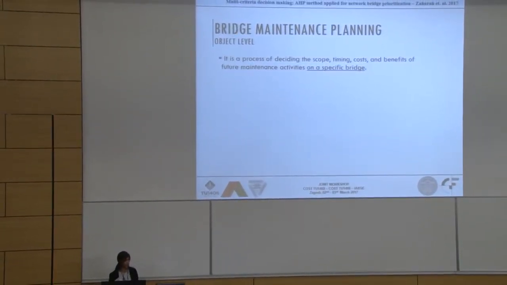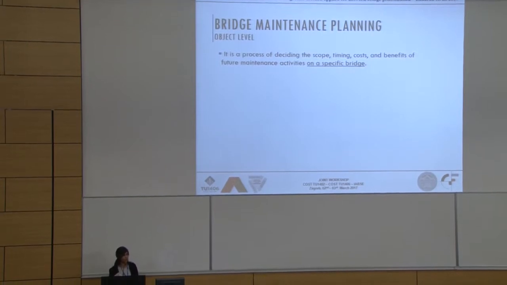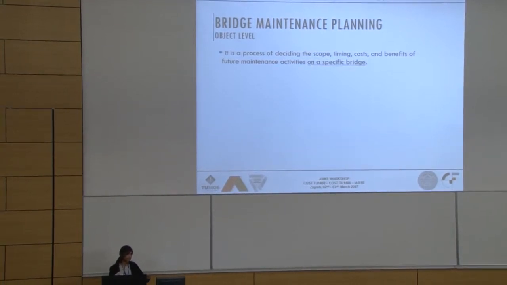So where we are going to do the maintenance, the timing of when we should do the maintenance, how much cost we spend, and what will be the benefits if I decide to choose that particular bridge to spend that much cost on. But most of the time it is based on one specific bridge. When we are doing the maintenance planning, we usually consider only one bridge, and we analyze it through the traditional life cycle costing models.